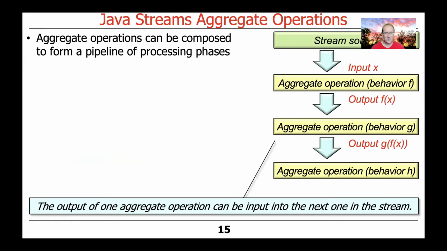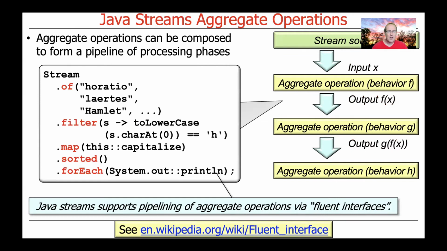In the context of Java streams, as opposed to water filtration systems, the output of one aggregate operation can be input into the next one in the stream. So we're basically connecting things up. The output goes into the next input, and it just flows through the stream pipeline. Here's a simple example. We're pipelining together the stream methods of, filter, map, sorted, and forEach.